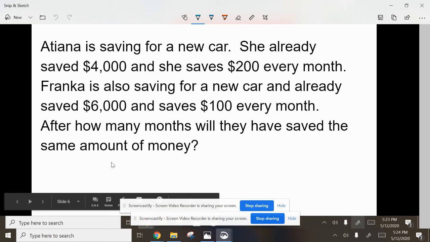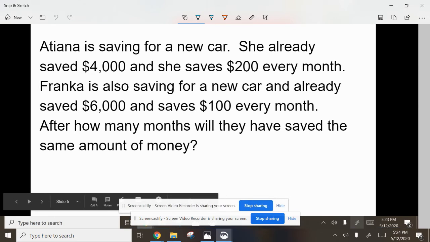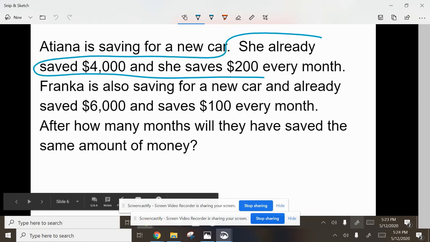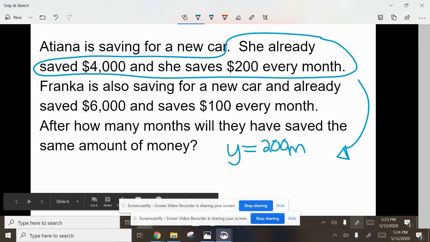Now, your first step is to turn this whole sentence into an equation. And how would you do that? I'm going to help you out. y equals. Really, money is the y and the months is your x. So it's 200 every month plus what did you start with? You're starting with 4,000 already saved.